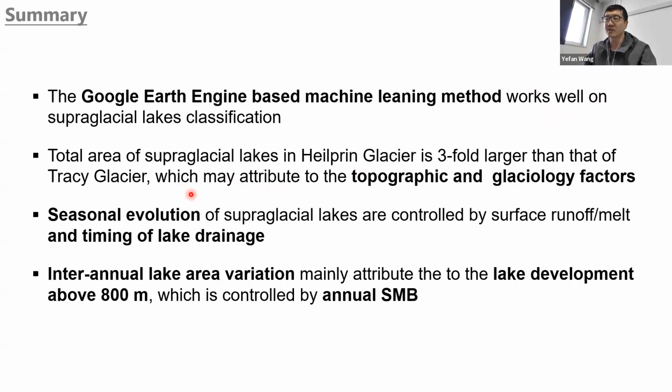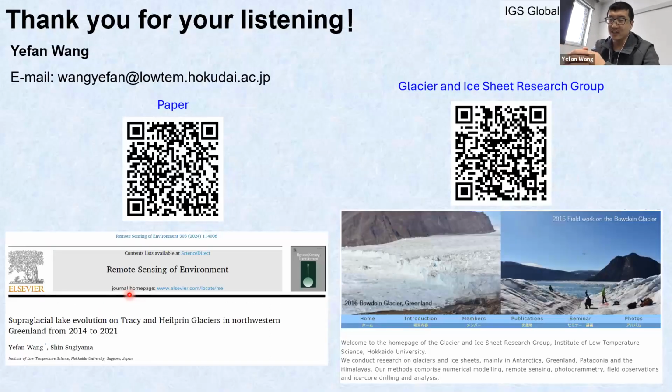And the seasonal evolution of superglacial lakes is controlled by surface runoff and melt, and the timing of lake drainage. And the interannual lake variations are mainly attributed to lake development above 800 meters, which is controlled by the annual surface mass balance.